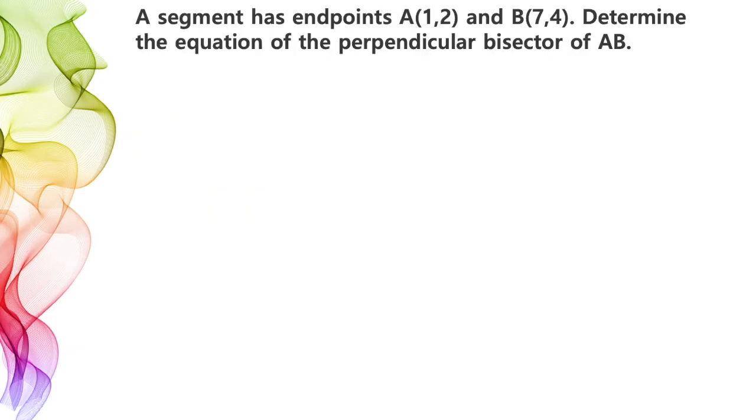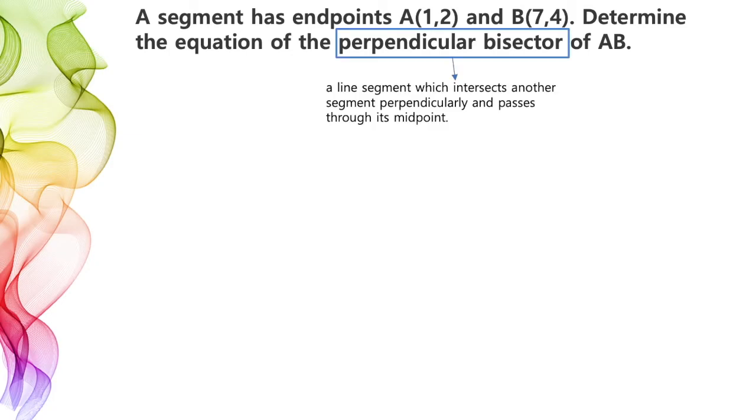Our final problem tells us that a segment has endpoints A, 1, 2, and B, 7, 4. Well, we can call the segment AB. Determine the equation of the perpendicular bisector of AB. Let's remind ourselves of what a perpendicular bisector is. Well, it is defined as a line segment which intersects another segment perpendicularly and passes through its midpoint. Looking at this, the first thing we can do is find the midpoint of AB.